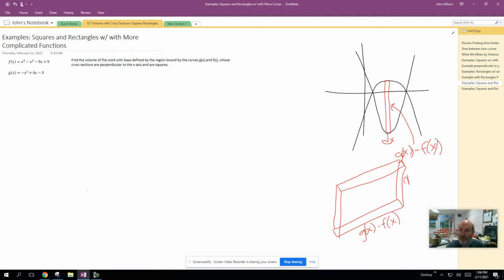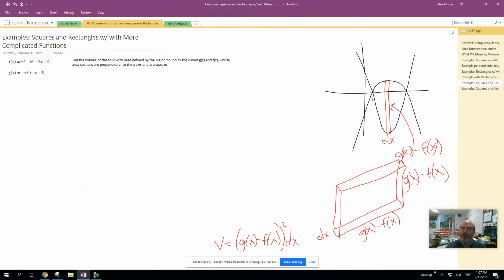The height is g of x minus f of x because they're square cross sections, meaning the length and width are the same, or the height and length are the same. And then the width of this cross section is dx, so the volume of one cross section is g of x minus f of x times g of x minus f of x, which could also be written as g of x minus f of x squared times the width dx. That's the volume of one cross section.